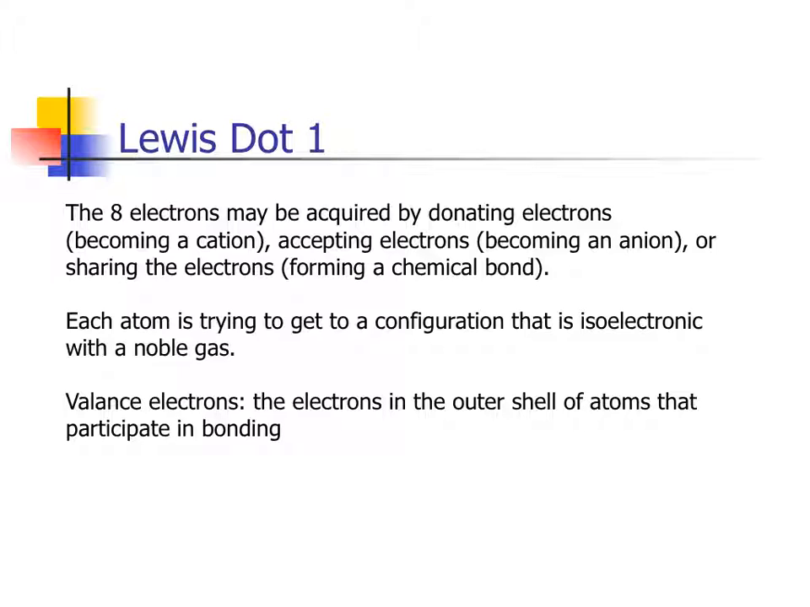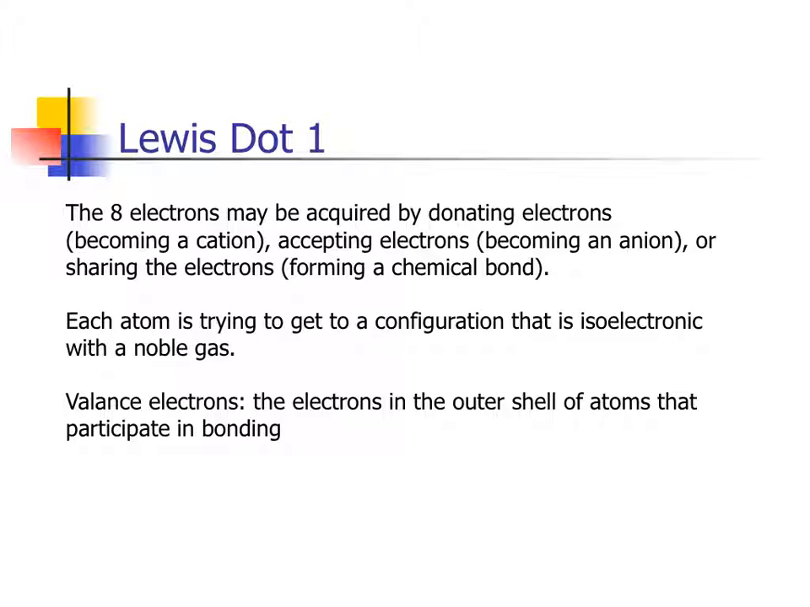Now each atom is trying to get its electron configuration to be the same as that of a noble gas. We did a little bit of that at the end of Unit 2 when we talked about electron configurations. Now these valence electrons are the ones in the outer shell. Those are the ones in the s and p orbitals that we drew out when we did our electron configurations. Those are the ones that we're going to deal with when we deal with bonding.